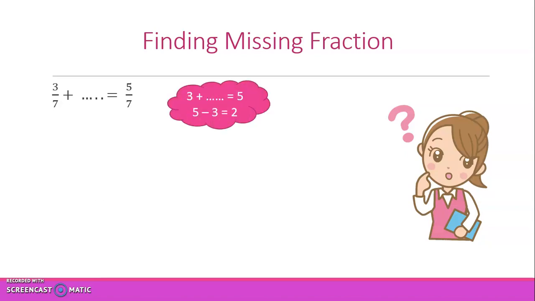3 plus what number is equal to 5? What's the opposite of addition? It's subtraction. Then 5 minus 3 gives us 2. The missing fraction is 2 over 7.